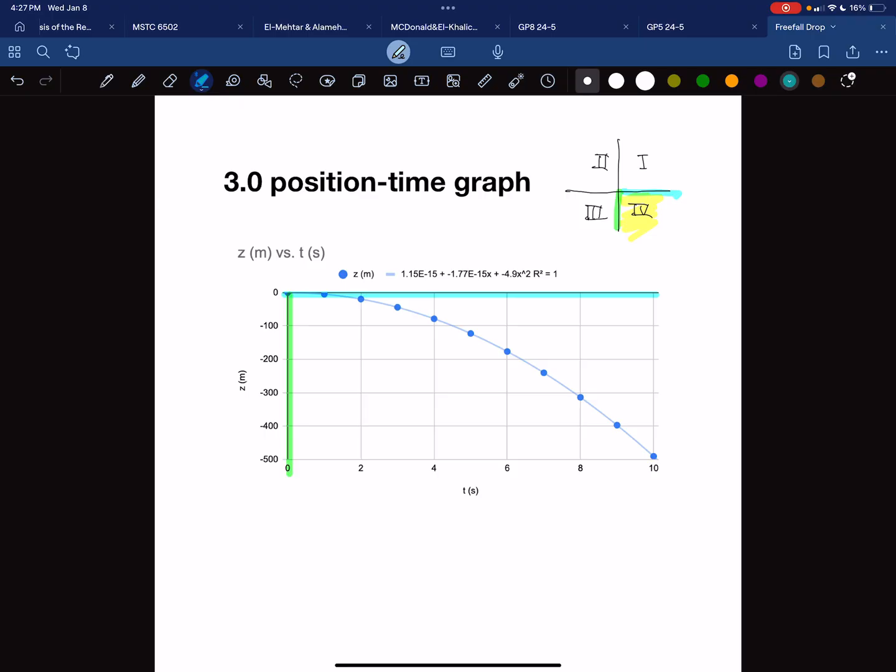And so this looks like what we saw with horizontal acceleration. It's a parabola. And we can see the fit here in this equation, which we'll talk about in the next installment.